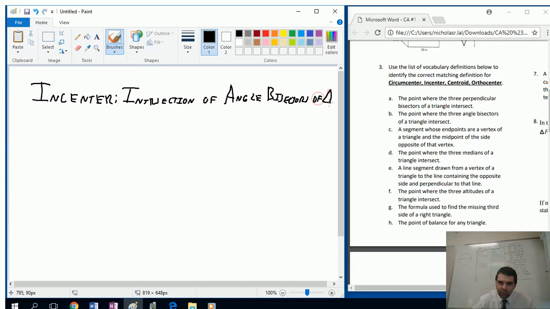Of our triangle. The circumcenter, and I'm sorry, I should have done this in order. So circumcenter is going to be the intersection, so I'm copying everything above, of the perpendicular bisectors. So perpendicular bisectors of the triangle.